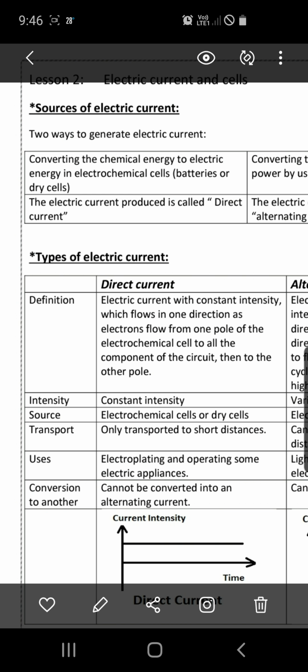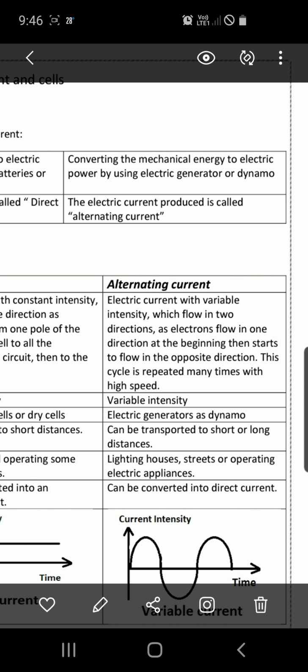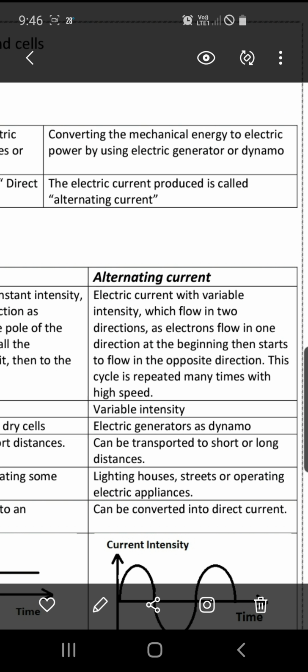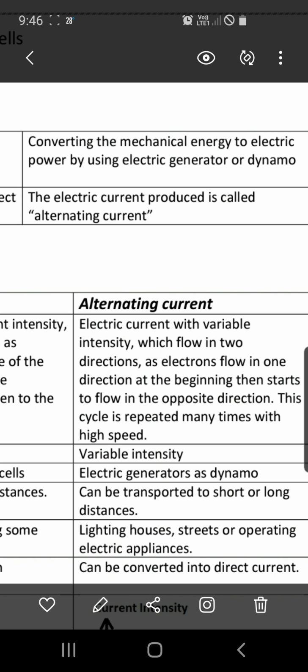dry cells. In the battery we change the chemical energy into electric energy, and the electric current produced is called direct current, or we can say DC. The other way of production of the electric current is by changing the mechanical energy into electric energy, and this happens in the electric power stations, by using electric generators or dynamos. The electric current produced from the electric generators is called the alternating current, or we can say AC.